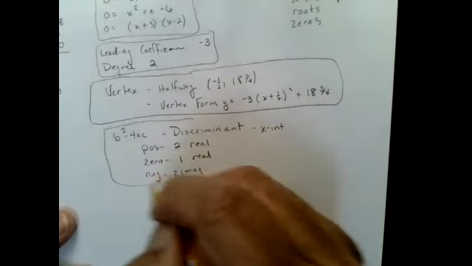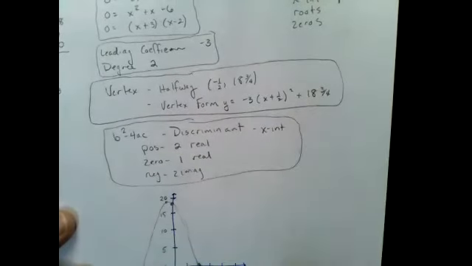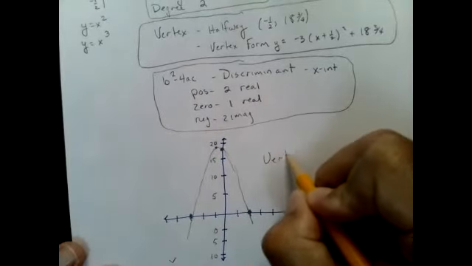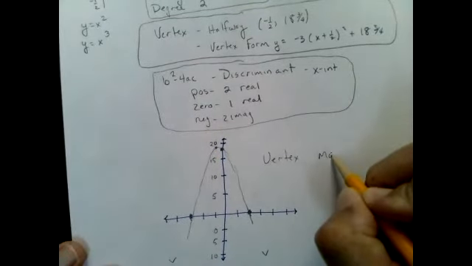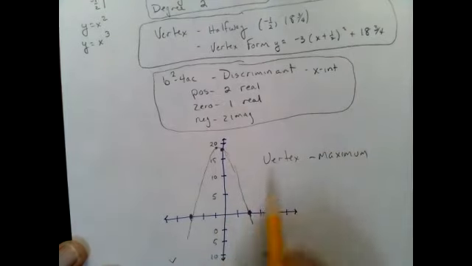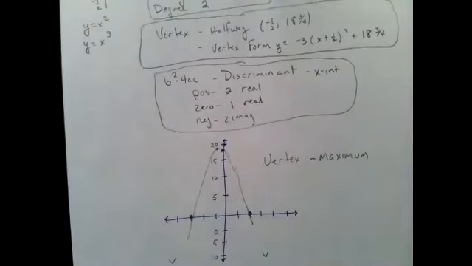So we talked about the discriminant. Yeah, we did. We talked about a whole lot of stuff. But again, here, that vertex, I'm going to write it again. That's my maximum. Or if it opens up, concave up and holds water, that would be a minimum.